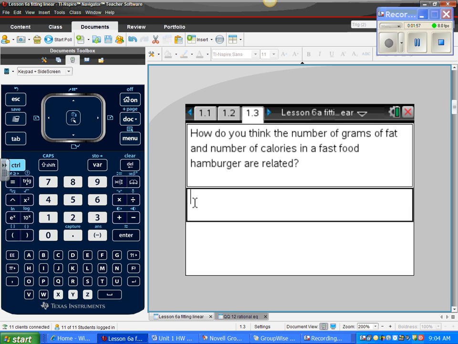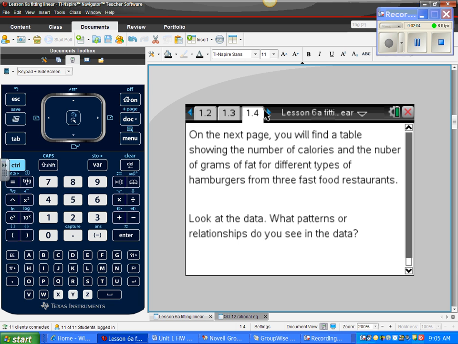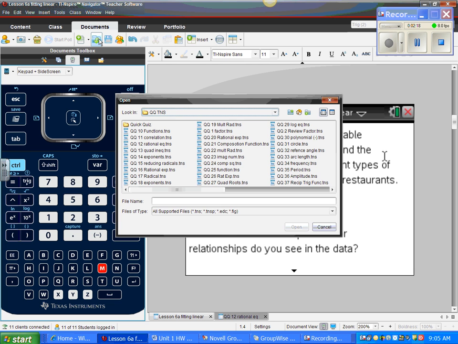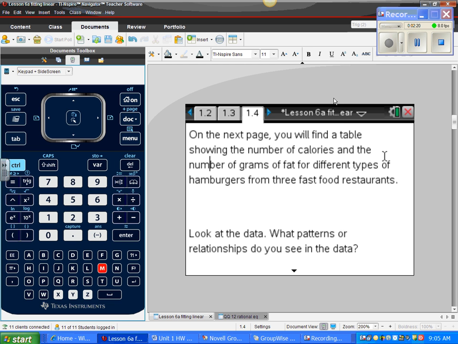I'm sorry, I do have a spelling error in here. Okay. So on the next page, you'll find a table showing the number of calories, and that should say number, not nuber. Number of grams of fat for different types of hamburgers from 3 different fast food restaurants.